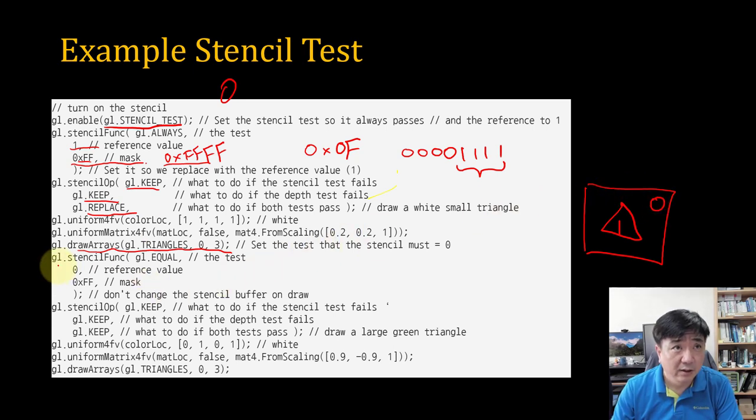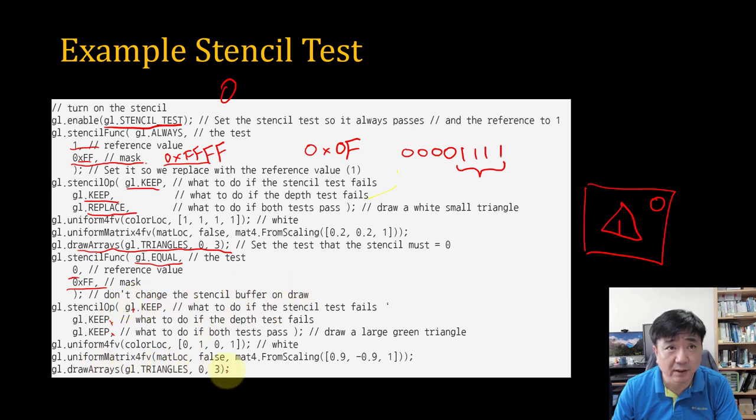Then with glStencilFunc, they change the stencil function to equal, reference value is 0, and mask is 0xFF. And then stencil operation is keep, keep, keep. Keep, keep, keep means that they will not change the stencil. The value is 0, so the operation is equal. In that case, only in case of 0, the stencil test will be passed.